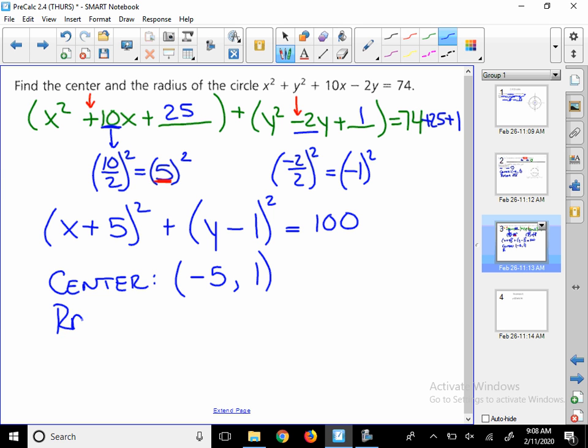My radius, keying in on that 100. That 100 is my radius squared. So I need to take the square root of 100, which is 10. And that's all we've got to do there.